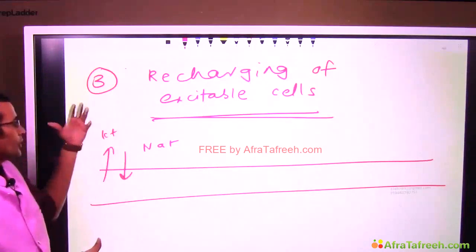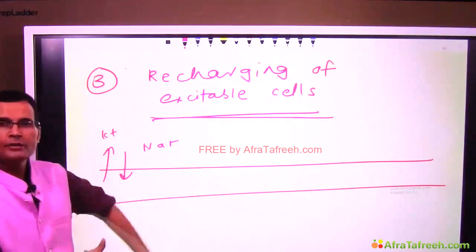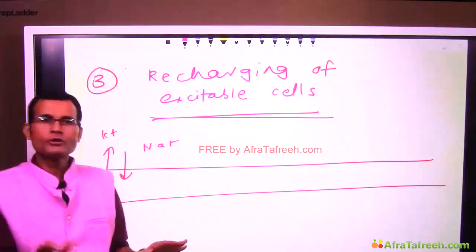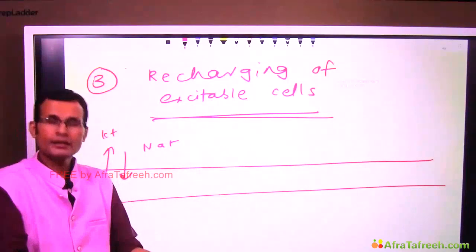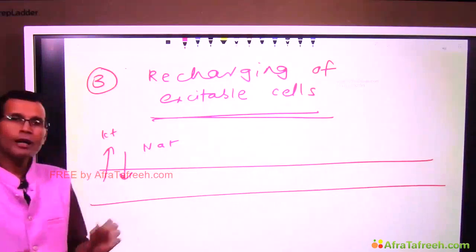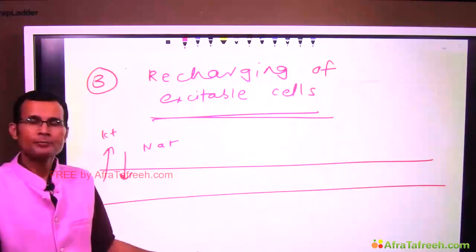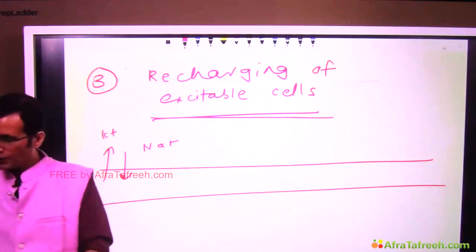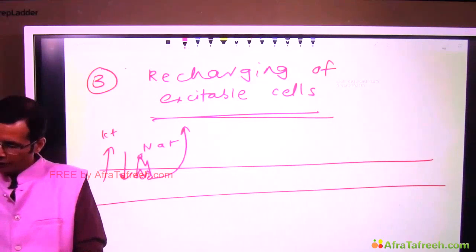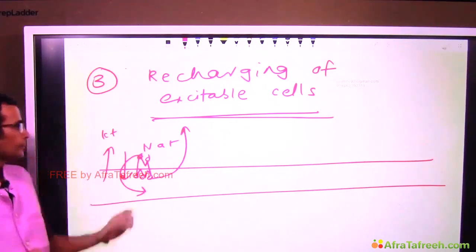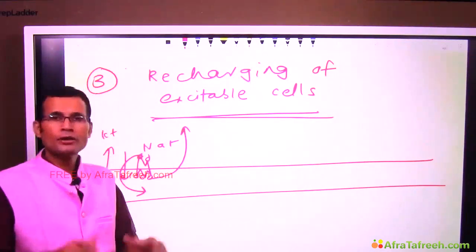Now, this has happened in the excitable cell. The sodium potassium concentrations are disturbed. They have to be re-established. And therefore, after every impulse, what will the sodium potassium pump do? It will throw the sodium out and it will bring the potassium back. And that's called recharging.